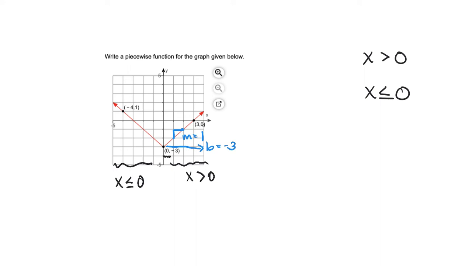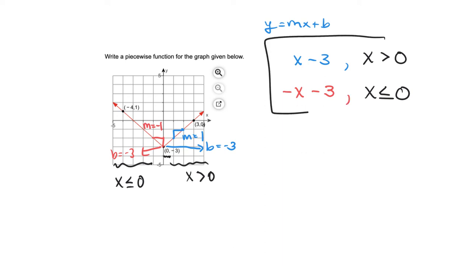Okay, so this function is, remember, y equals mx plus b. So our m is 1, so we just have an x, and our b is -3, so -3 is our function. Now the left side, we have the same b, right? B is still -3, but our slope is up 1 to the left 1, so slope is -1. So this one would be -x minus 3, right? Because -1 is your slope, so that's what you substitute in for m, and then your b is still -3. And that is the rule to our g of x function, or f of x function.